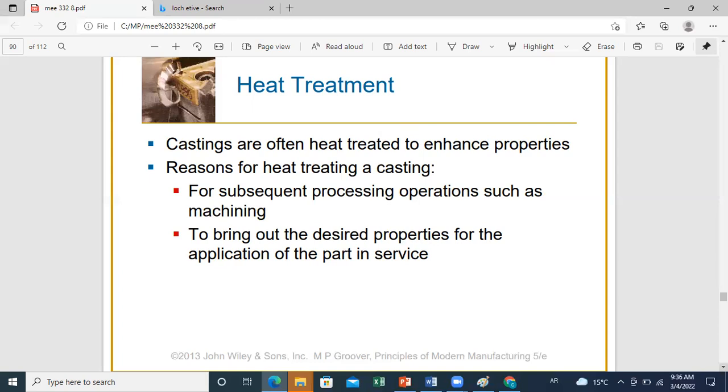So as we have seen, if we have talked about the quenching process before, heat treatment can create better mechanical properties for the external surface, etc.